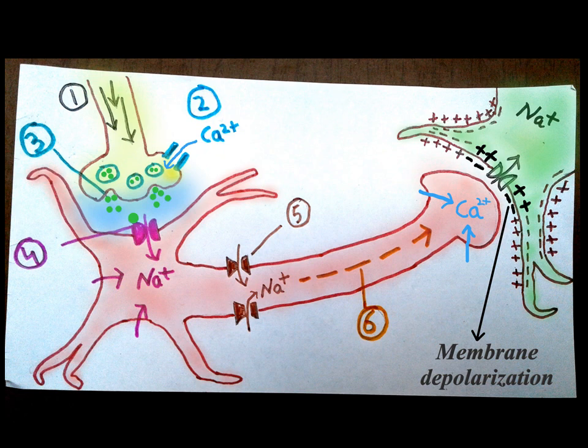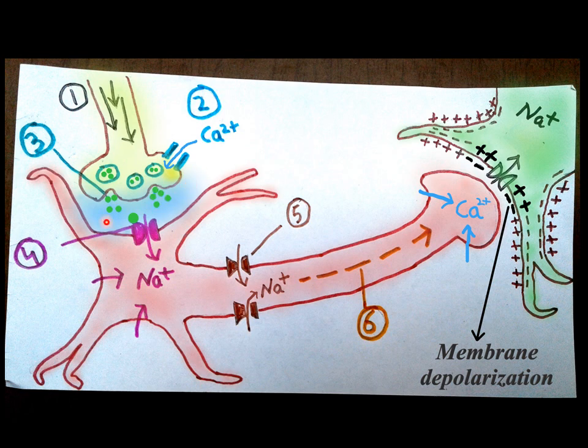Let's summarize the nerve impulse conduction in the main 6 steps. At first, the action potential or nerve impulse arrives at the axon terminal of the presynaptic neuron. Second, voltage-gated calcium channels in the axon terminal open, and the concentration of calcium ions in the cell increases. Third, an increase in the calcium ion concentration causes the fusion of the synaptic vesicles to the membrane and the release of the neurotransmitter in the synaptic cleft through exocytosis.